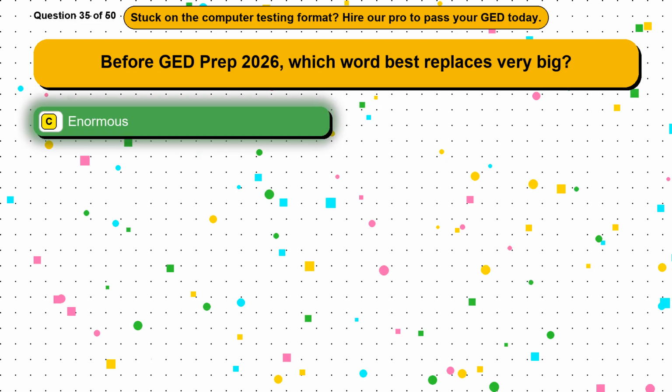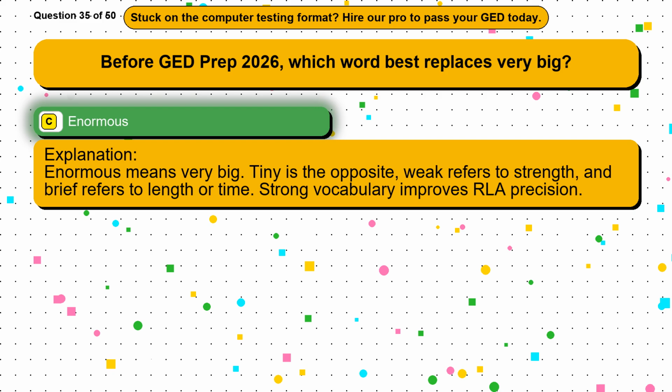The correct answer is option C. Enormous. Enormous means very big. Tiny is the opposite, weak refers to strength, and brief refers to length or time. Strong vocabulary improves RLA precision.